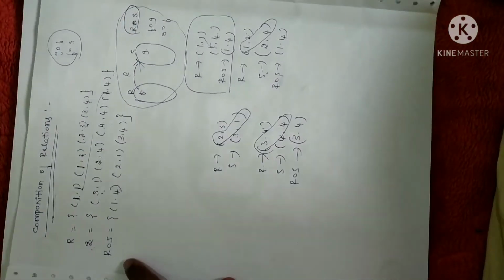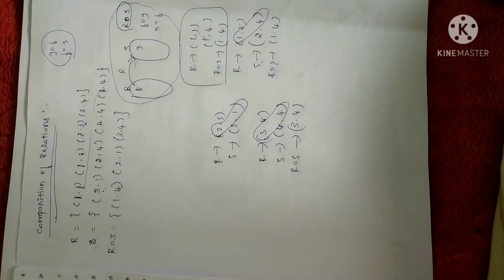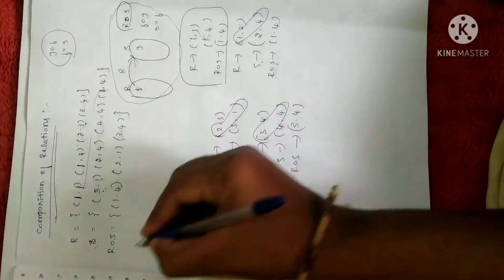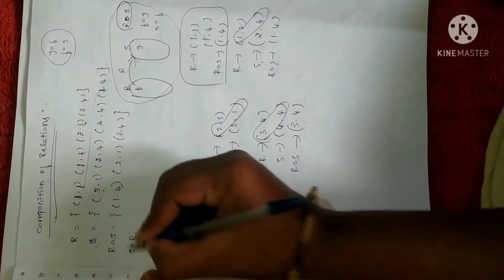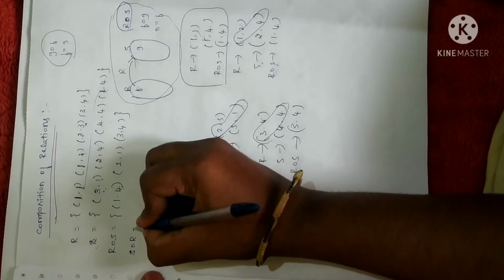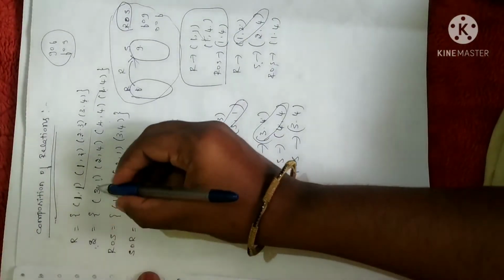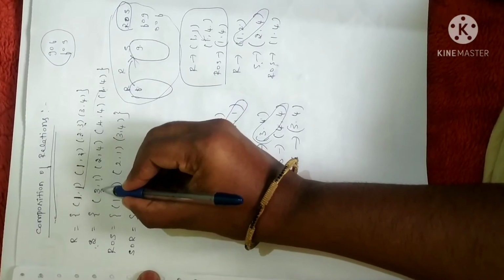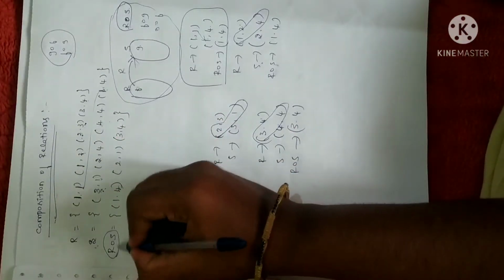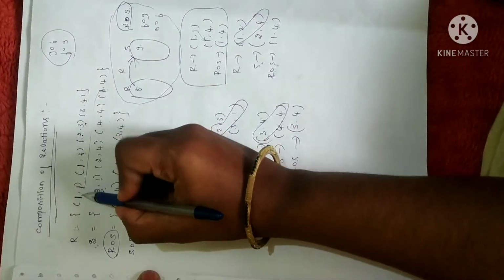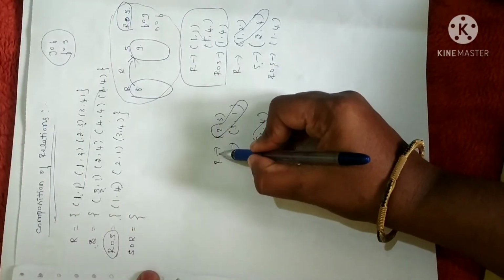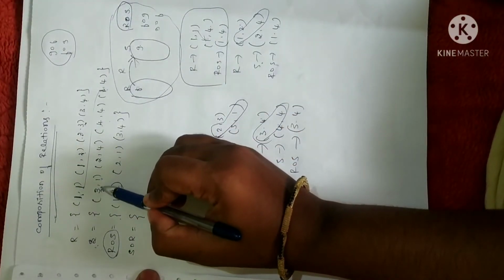Clear? This is what R composition S is. Similarly, you can find S composition R, which is given by... now you have to check S elements first. In the previous one, I had taken R elements first. Look here, now I have to take S elements first.